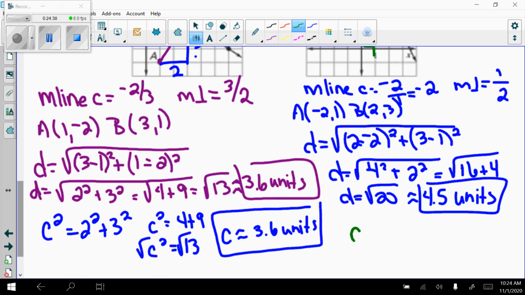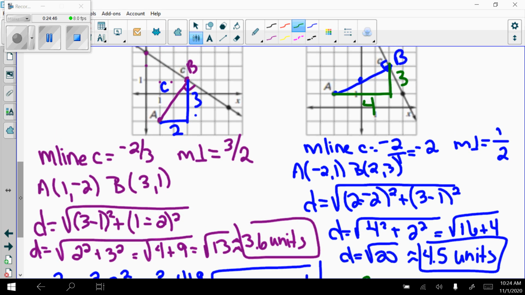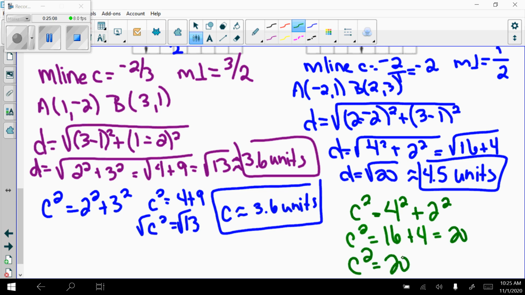So I would say C squared equals, oh, sorry, this is not a 3 up here, is it? It's only 2 squares. So 4 squared plus 2 squared. So C squared was 16 plus 4, which is still 20. So I have C squared equals 20, but I don't want C squared, so take the square root, and I get C is equal to, or approximately, since we're approximating, 4.5 units.